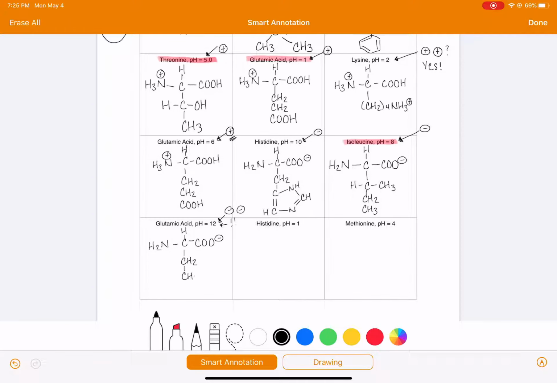Now, if you're starting to feel like, I don't know if I'm going to be able to do this on my own, to tell if the pH is high enough or not for both charges, I promise you, you will. The questions on Sapling are going to be very straightforward.